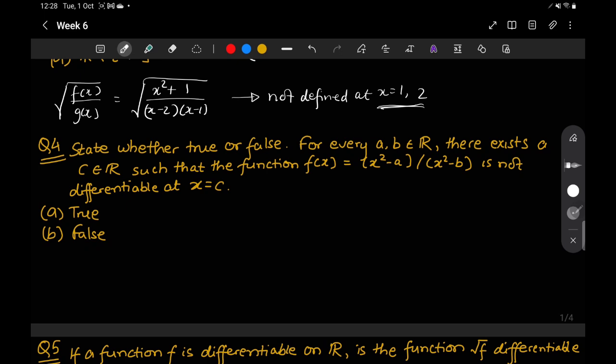Question number 4. State whether true or false. For every a, b belonging to the set of real numbers, there exists a c belonging to real numbers such that the function f x equals x squared minus a over x squared minus b is not differentiable at x equals c. Now this is once again a true false type question, so I will start the true false type poll.